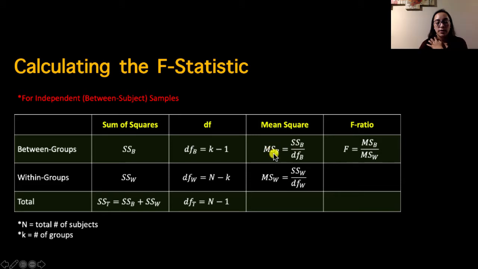So the mean square for between groups is going to be the sum of squares divided by the degrees of freedom for the between group comparisons. For the mean square of within groups, it's the same thing, but you're using sum of squares divided by degrees of freedom for the within group comparisons. From there, to get our F-statistic, also called our F-ratio, we take the between group mean square value and then divide it by the within group mean square value.